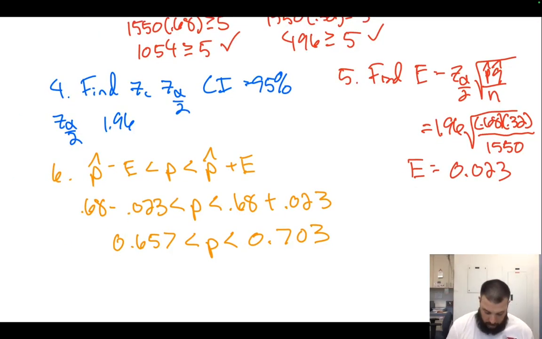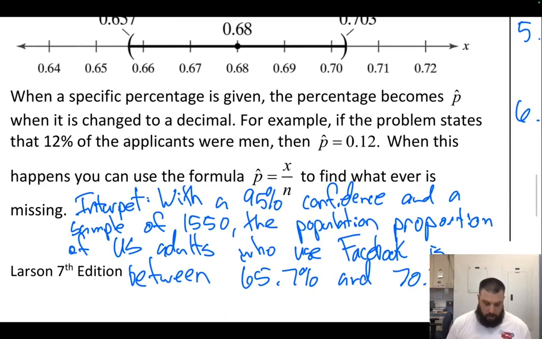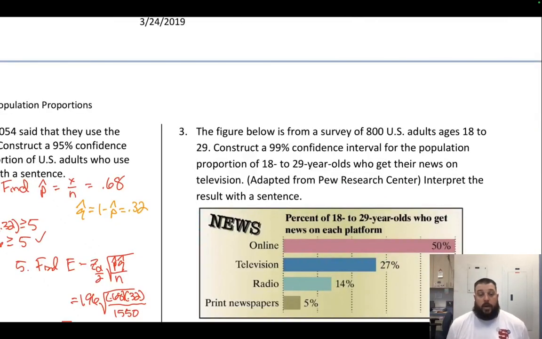Okay, and then to interpret that, here's our interpretation. With 95% confidence and a sample of 1,550, the population proportion of US adults who use Facebook is between 65.7% and 70.3%. All right, so go ahead and try number 3 on your own here.